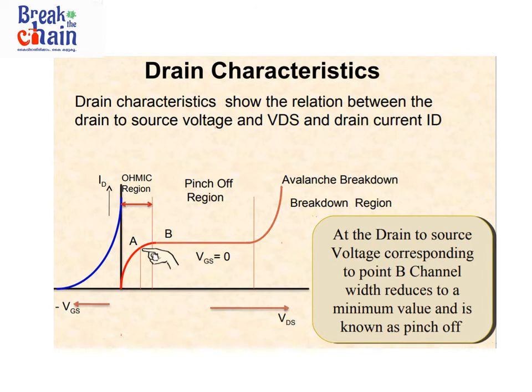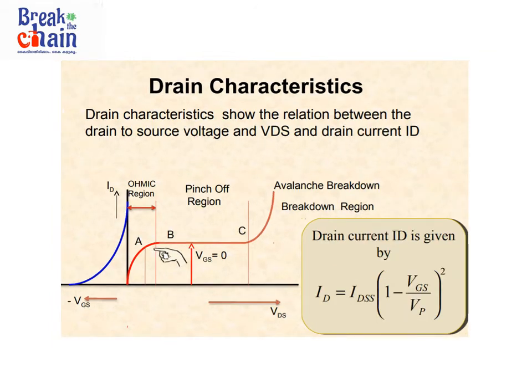At the drain to source voltage corresponding to point B, the channel width reduces to a minimum value and is known as pinch-off. The point B is called the pinch-off voltage, and from point B the pinch-off region starts. So you have to be careful that VGS must be 0 for defining the pinch-off voltage.